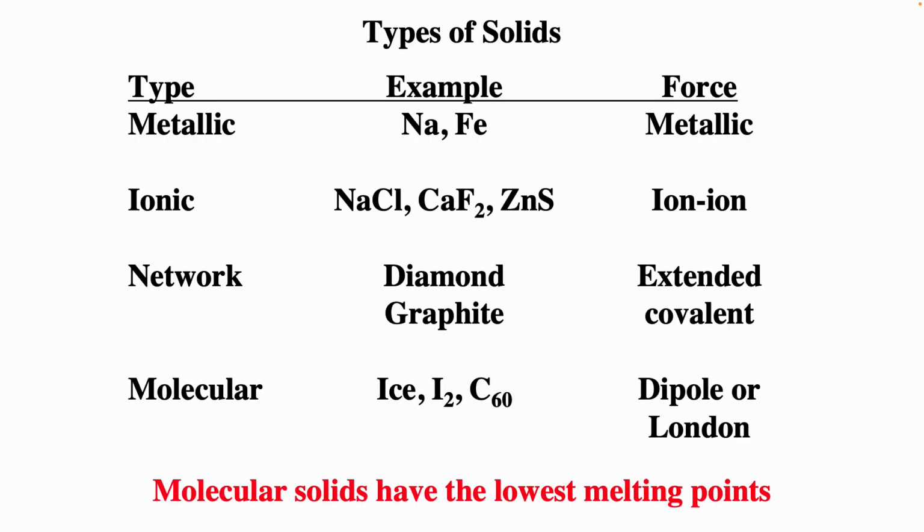And so there's different types of solids. And again, they're based on how the particles are held together. So for metallic solids, you have what's referred to as metallic bonding. Ionic solids, you have the ion-ion interaction. Network solids, you have extended covalent bonds. And the molecular solids, you're just going to have dipole-dipole interaction or London dispersion. Now, of these 4, molecular solids tend to have the lowest melting points. There's a lot of overlap between the top 3, and so it's hard to say which one's going to have the highest melting point.